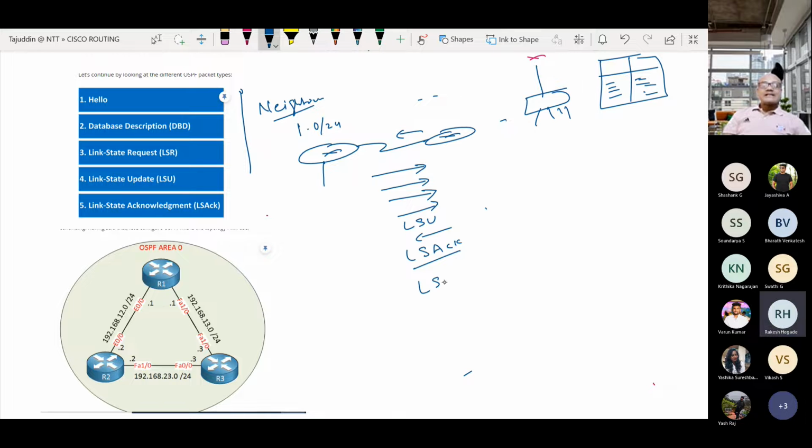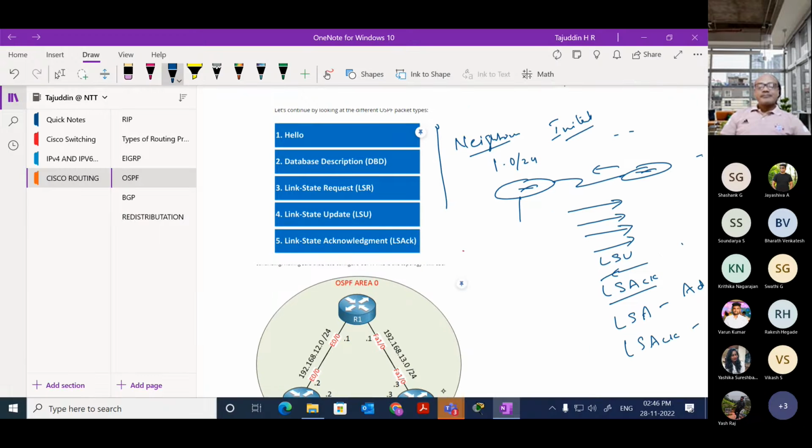LSA is different. LSACK is different, guys. Don't get confused. This is advertisement and this is acknowledgement. So here we are seeing acknowledgement will happen during the initial conversation, when they're supposed to form the neighborship. So let's jump to the lab, guys.